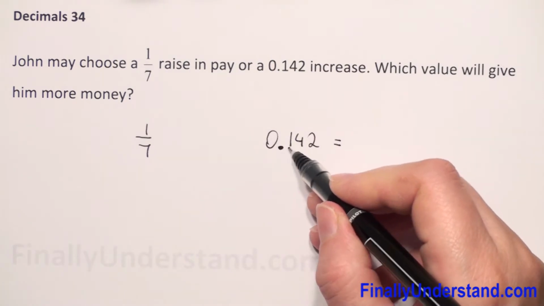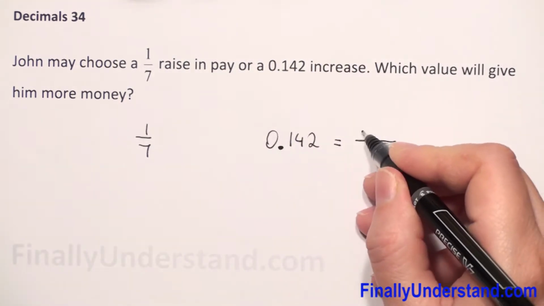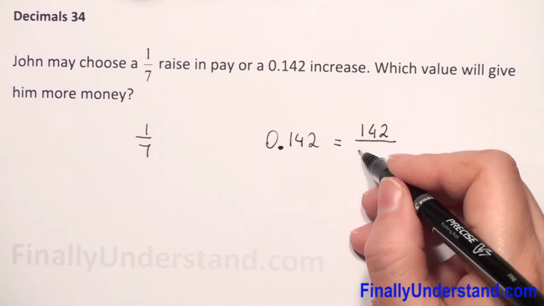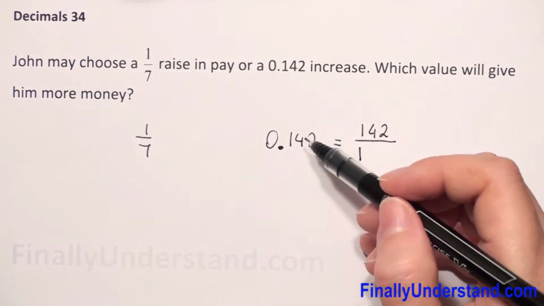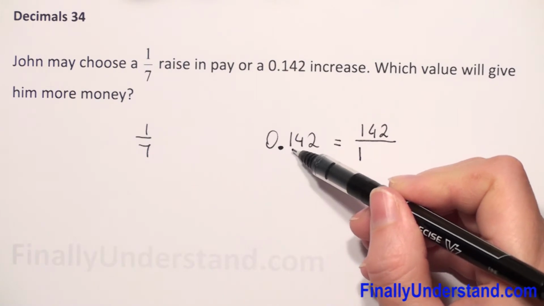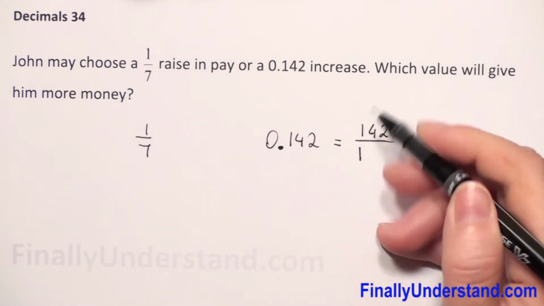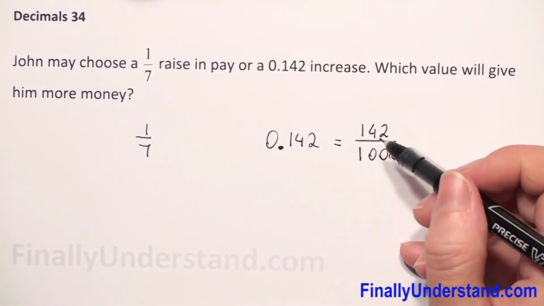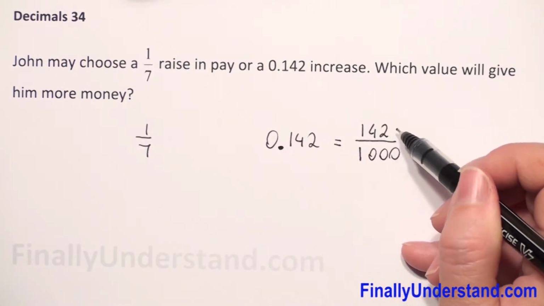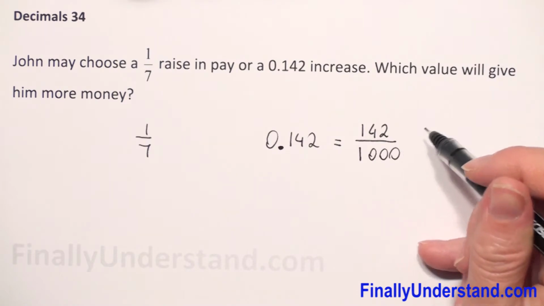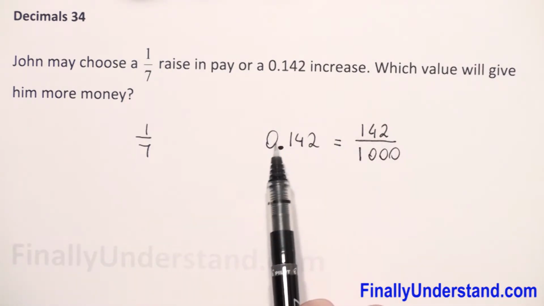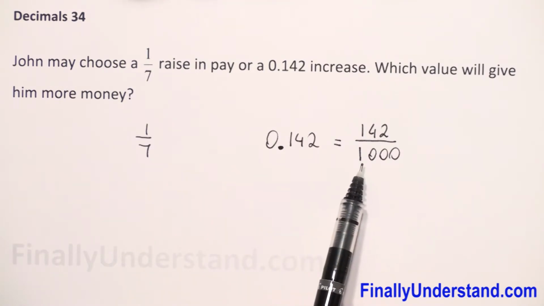Whatever we have after the decimal point we will write in the numerator. And in the denominator we always have 1, and we count how many digits we have after the decimal point. 1, 2, 3. So we have 3 zeros in the denominator. We have 142 thousandths. So we changed the decimal number to a fraction.